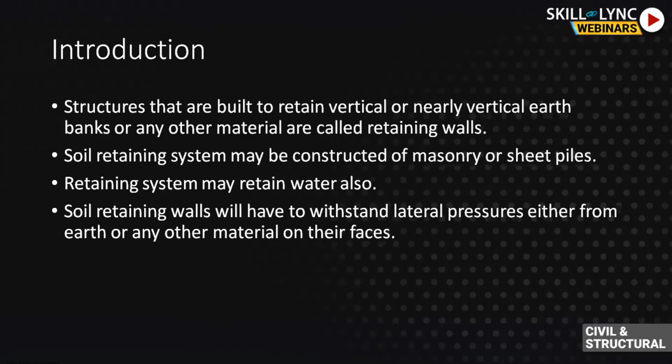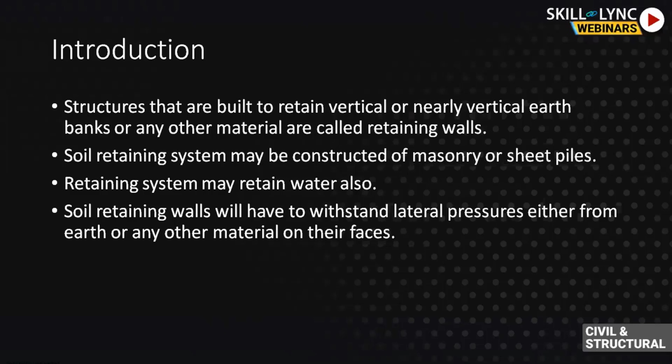So what is a soil retention system? A soil retention system can be any wall or closed wall system which retains soil or other water retaining structures. Particularly structures that are built with vertical or nearly vertical earth banks are called retaining walls. We have seen many retaining walls in our day-to-day life, and also in retention systems.